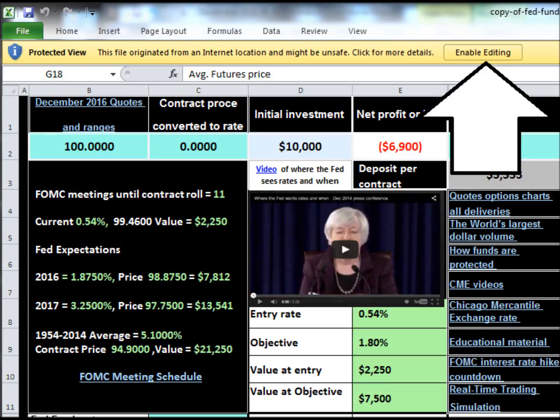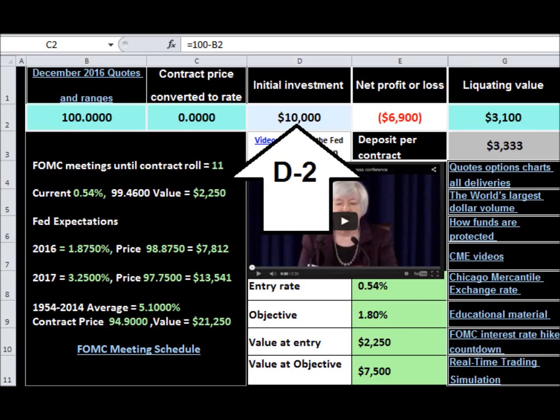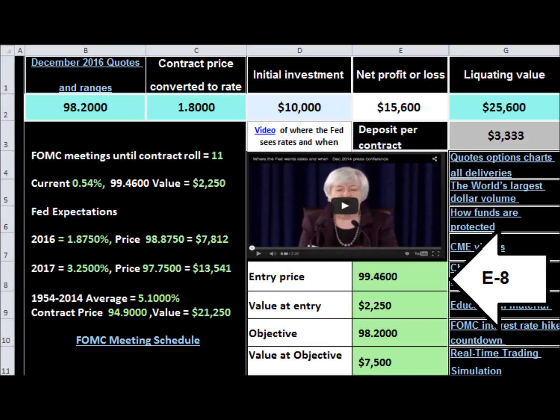Once the spreadsheet opens, enable editing. The first thing I'm going to do is decide on an initial investment amount and enter that in cell D2. In this case, I've used $10,000. Next, I'm going to enter my entry price in cell E8.